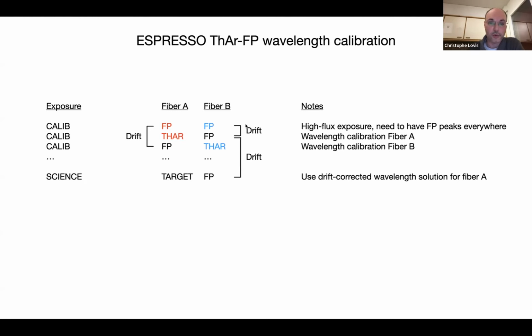And to do that, we compute the drift using fiber B to correct for the drift between these 2 exposures. And we do the same with the FP-thorium, so as to be also able to wavelength calibrate fiber B in the same way. And of course, all this is for calibration. Then when you do a science observation with a target on fiber A and FP on fiber B, you're also going to compute the drift with respect to the thorium-FP frame, and you are also able to correct this drift. So this is the general scheme that we are using.